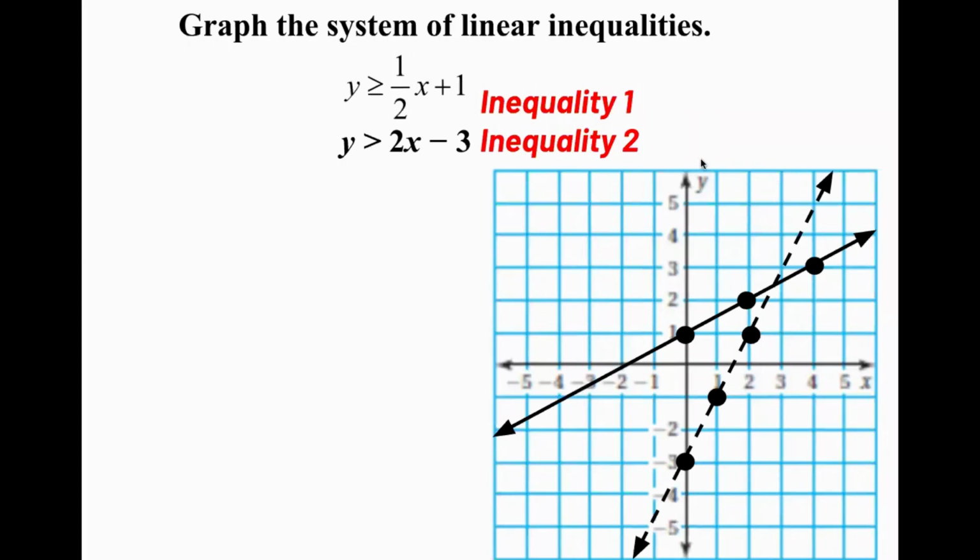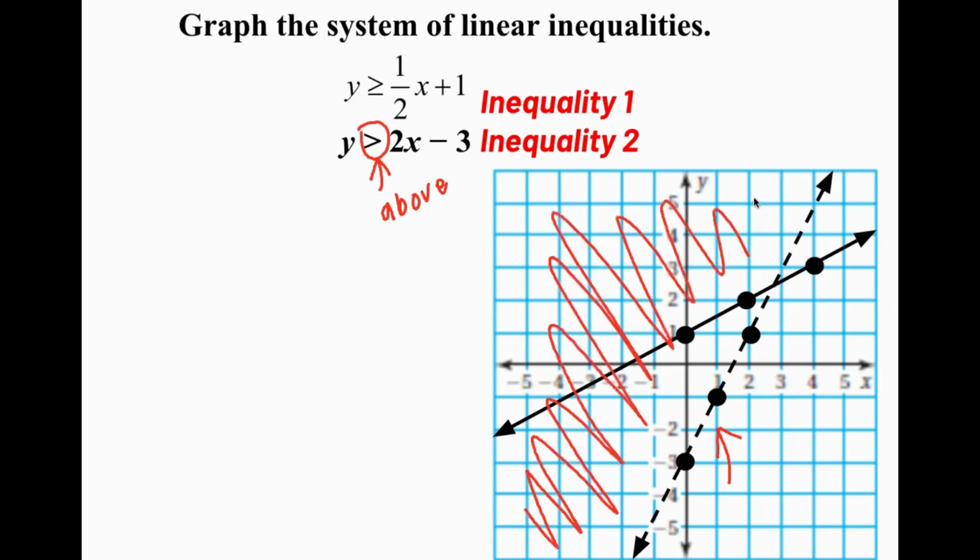I'll go ahead and start with shading y is greater than 2x minus 3, since that is the line that we just graphed. In this case, y is greater than, so since we have a greater than symbol, you're going to want to shade above the line. Remember, y is greater than 2x minus 3 is this line right here, so you're going to want to shade the entire portion of the graph that is above your line, and that would look something like this.